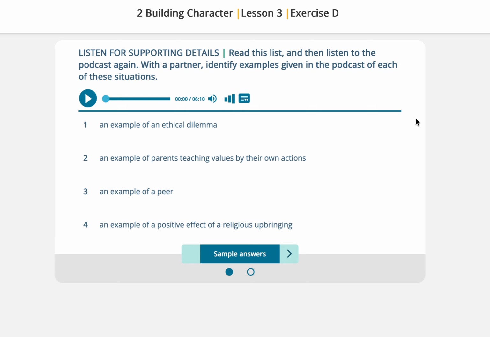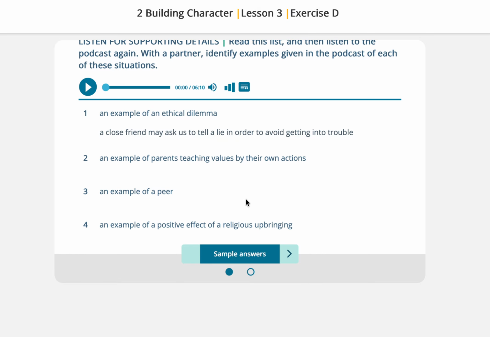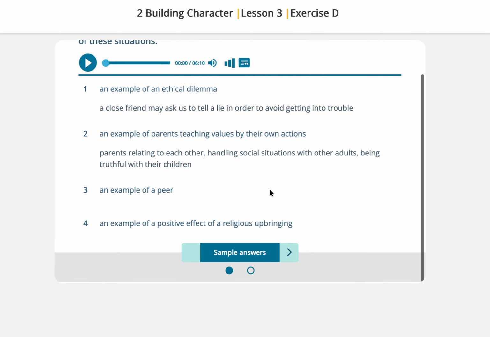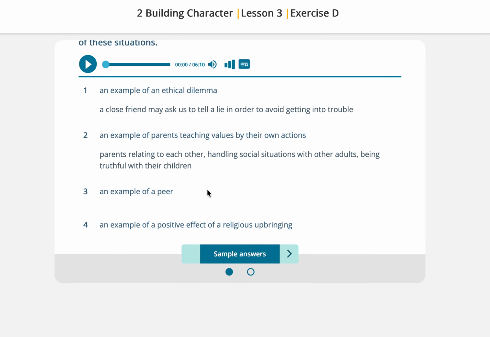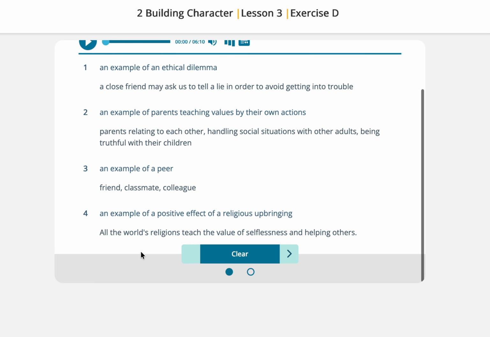And with a partner, or of course yourself, identify examples given in the podcast of each of these situations. An example of an ethical dilemma: when a close friend asks us to tell a lie in order to avoid getting into trouble. An example of parents teaching values by their own actions: parents relating to each other, handling social situations with other adults, being truthful with their children. An example of a peer: a friend, a colleague, classmate. Example of a positive effect of a religious upbringing: all the world religions teach the value of selflessness and helping others.